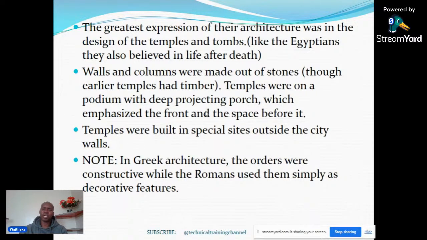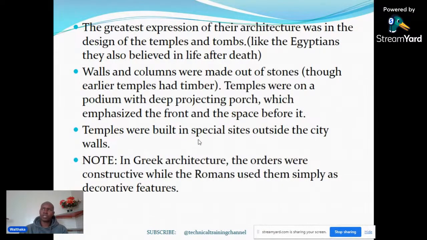Before you get into the active interior space of the temple, you would have a porch that would usher you into the active space of the temple, and this porch would redefine the entrance of the temple, and actually even the front space that is before the temple. We're also saying that temples were built in special sites outside the city wall.